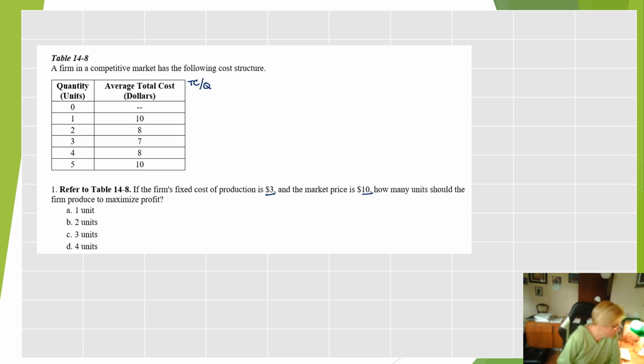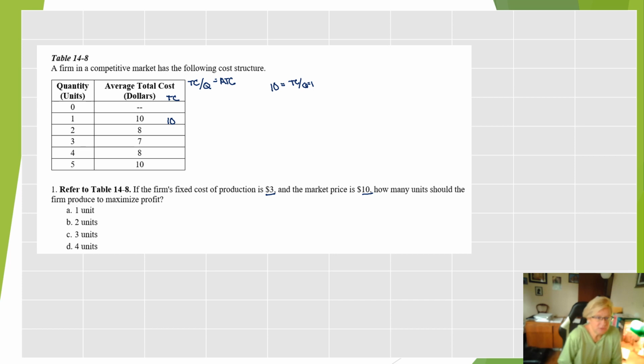Okay, so the first thing that I'm going to do here is to figure out what total cost is. And so we know that total cost divided by quantity equals average total cost. Here they gave us the average total cost and we have to back out the total cost. So for the first one, we have 10 is equal to total cost divided by a quantity of 1. And so if we cross multiply, we get total cost is equal to 10. So I'm just going to make a new column here. Total cost is equal to 10.